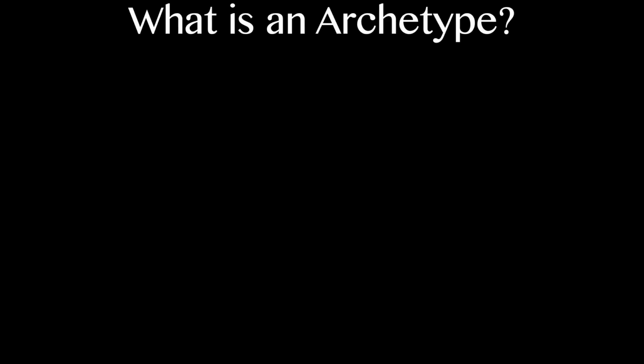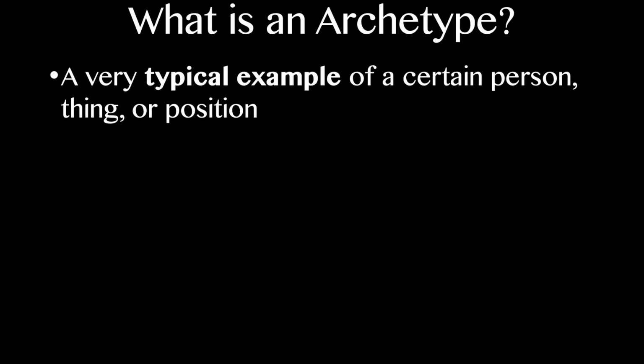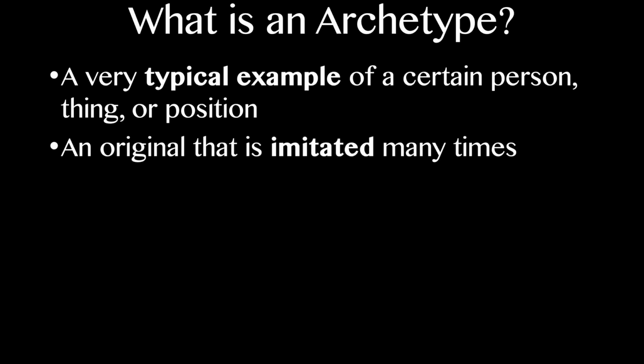First of all, though, what is an archetype? It's essentially a typical example of something. A person, a thing, a position, a role somebody has, the way that somebody interacts with somebody else or something else. It's an original kind of thing that's imitated many times. You might also think of it as a template for how something might exist or operate.